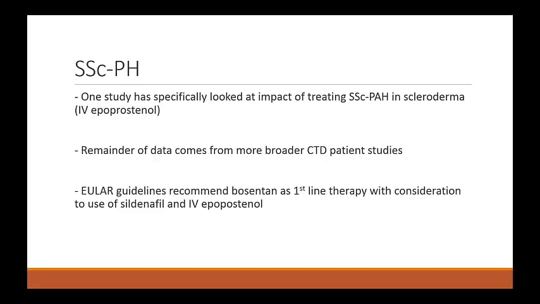So there have been limited studies looking at the treatment of systemic sclerosis PAH. Specifically, there's one study that looked at IV treprostinil, and basically there was no improvement in mortality, but there was improvement in surrogate outcomes with predominantly symptomatic improvement. Other data that we get basically comes from inclusion of other patients with a connective tissue disease. And the EULAR guidelines, and this is more in Europe, recommend bosentan as a first-line treatment, but also recommend potentially using sildenafil or IV treprostinil as well.